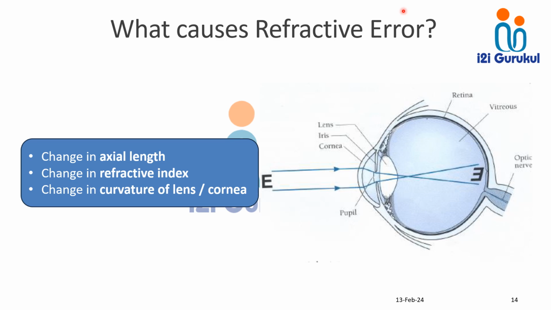Coming to the second, the change in the curvature of the lens, that is the crystalline lens. If the lens is too steep or sharply curved relative to the length of the eye and the curvature of the cornea, this causes nearsightedness. If the lens is too flat, the result is farsightedness.